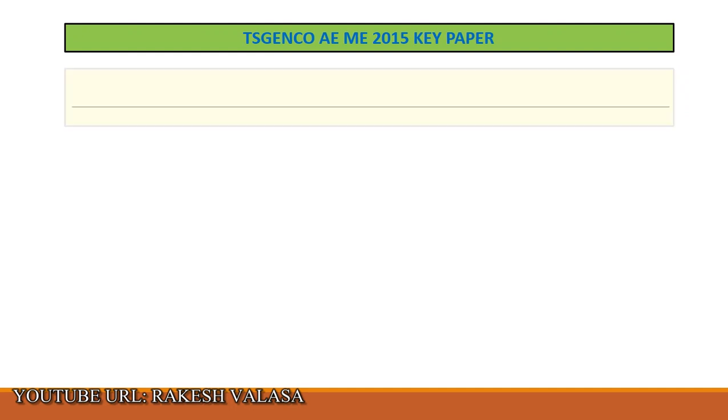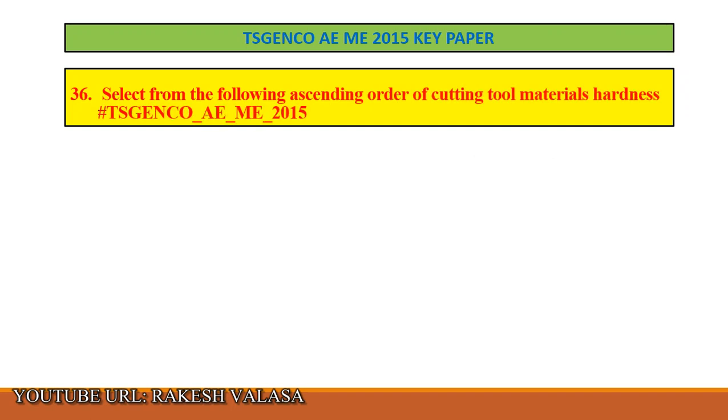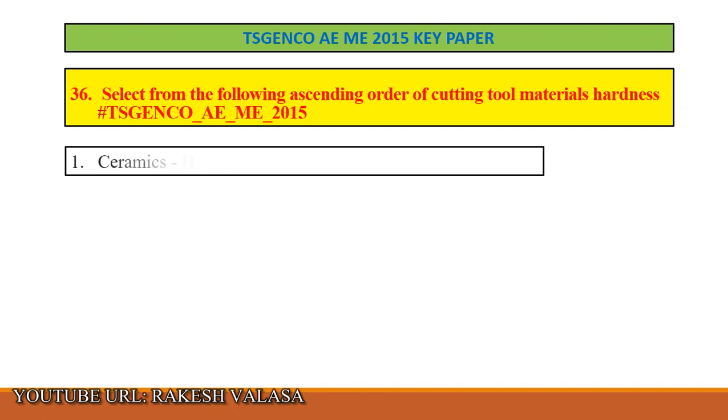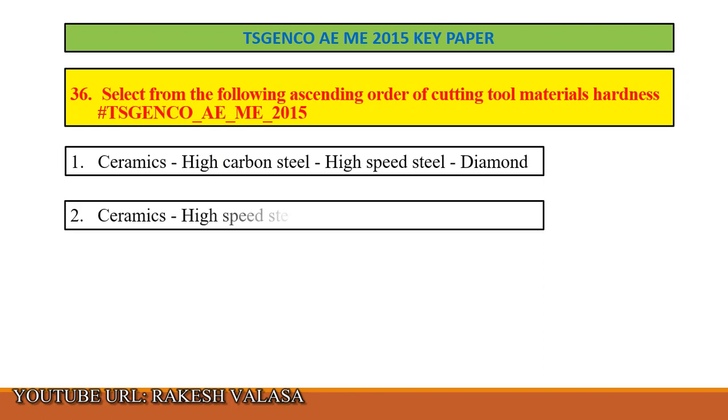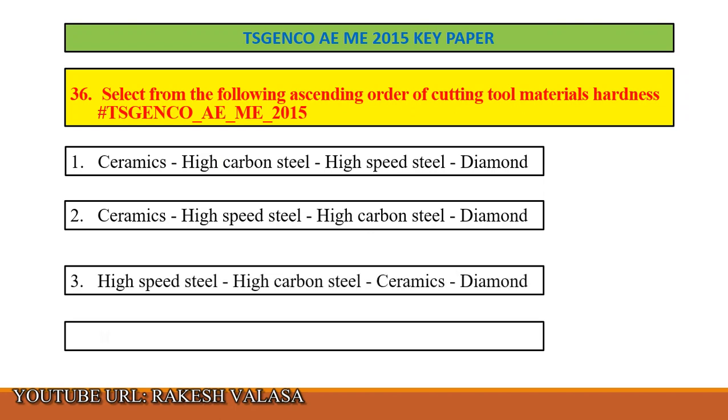Question number 36. Select from the following the ascending order of cutting tool materials hardness. Option 1, ceramics, high carbon steel, high speed steel, diamond. Option 2, ceramics, high speed steel, high carbon steel, diamond. Option 3, high speed steel, high carbon steel, ceramics, diamond. Option 4, high carbon steel, high speed steel, ceramics, diamond.